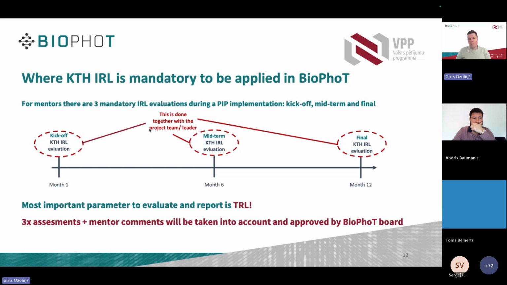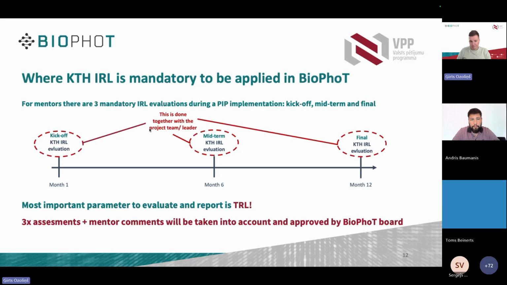And if we speak about where the KTH Innovation Readiness Level will be applied, I will remind you, maybe some already know, that for mentors and for you, the team leaders and teams, we will have 3 evaluations during the project implementation. On the first meeting, we will do the initial evaluation. It means we will go through each of these 6 legs, so to speak, and then go through all the scales and understand where exactly the project is at a certain period of time.